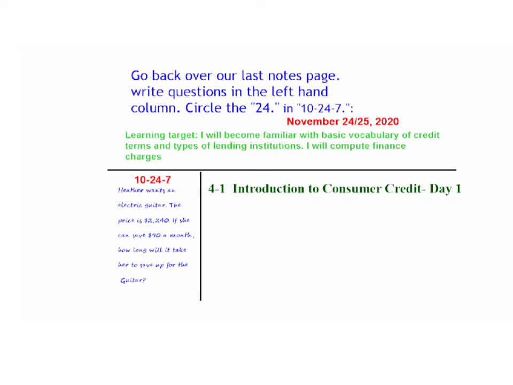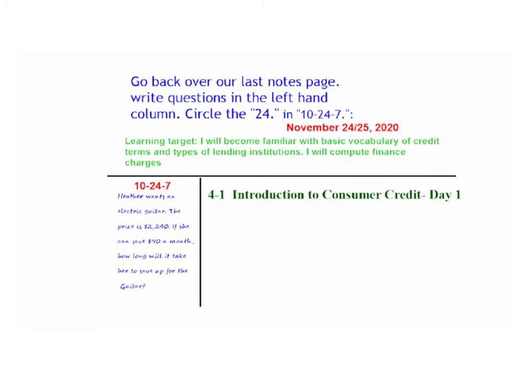All right, let's go back over our last notes page and write a question in the left-hand column, and then circle our 24. You are welcome to use the question that I have here as an example, which is: Heather wants an electric guitar. The price is $2,240. If she can save $90 a month, how long will it take her to save up for the guitar? Obviously, we take $2,240 and we divide it by 90 to get the length of days. Once you get your question in, please circle your 24, and hopefully your 10 is already circled.